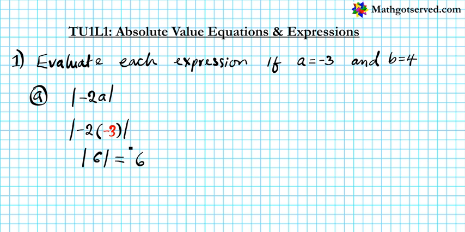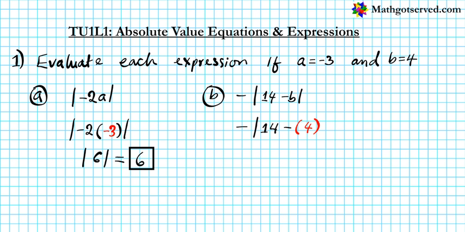All right, let's go ahead and try another expression. What if we had the expression be negative of the absolute value of 14 minus b? Like before, we're going to substitute the value of b into this expression, which is 4, and then we're going to evaluate. So we have negative absolute value of 14 minus, instead of b, I'm going to substitute 4.